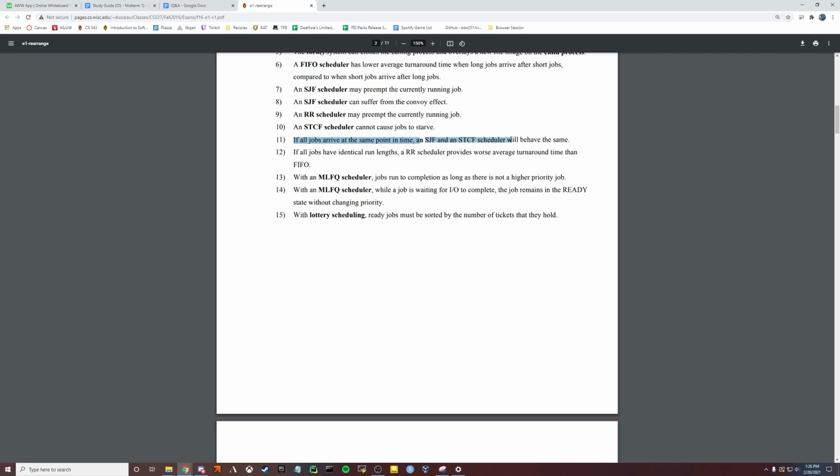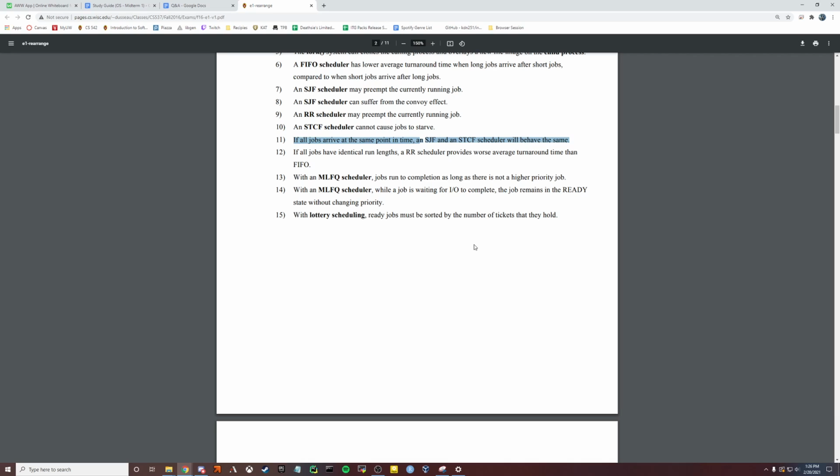Okay. If all jobs arrive at the same point in time, a shortest job first and a shortest time to completion first scheduler will behave the same. I think that's correct. I think that's true. This sounds right. So I guess this is where I'm a little shaky. Can we think of a circumstance in which these policies would behave differently?